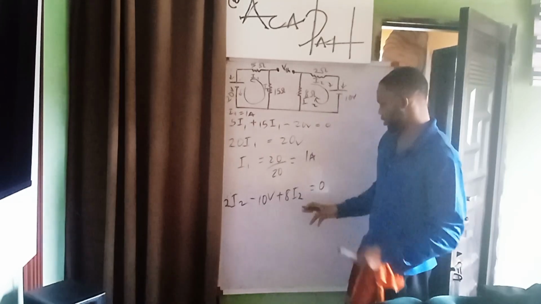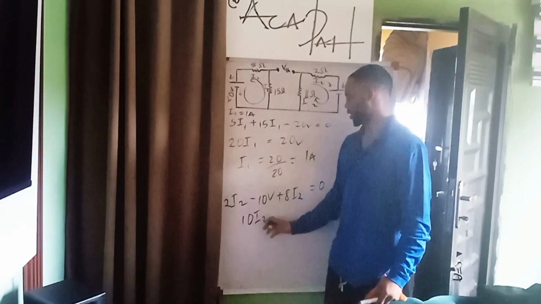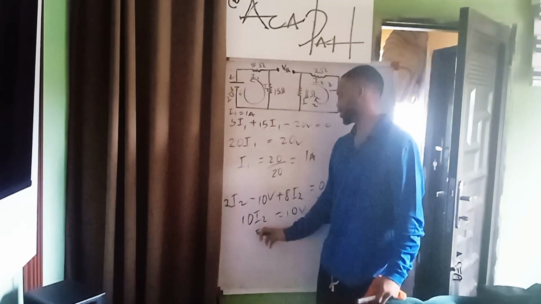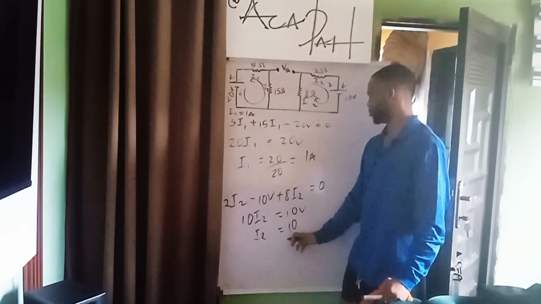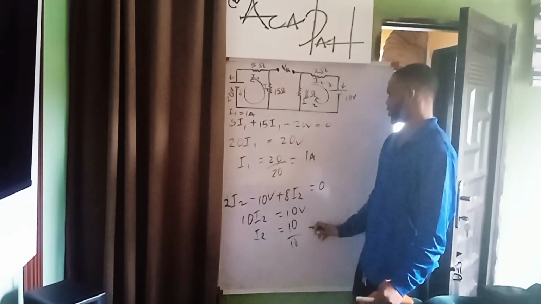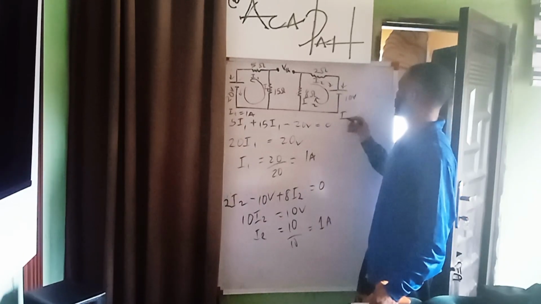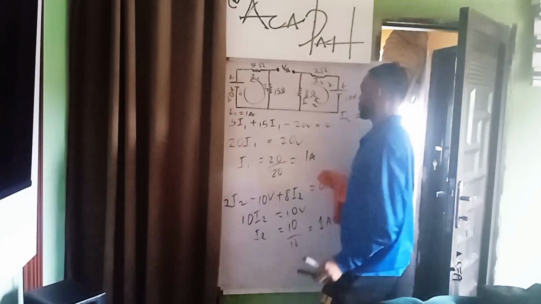So when you do it, you see that this plus this is 10 I2 equals 10 positive. So I2 equals 10 over 10, which means that this is also 1 amp. So the I2 here is equal to 1 amp as well. So we've been able to get that.